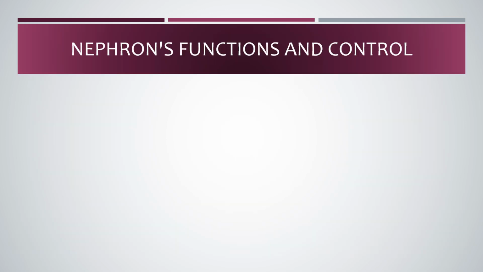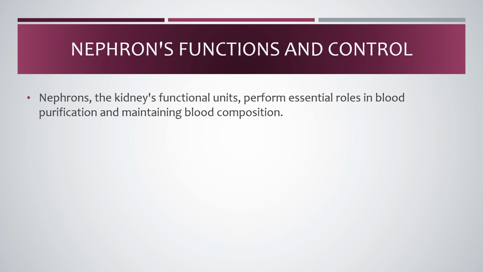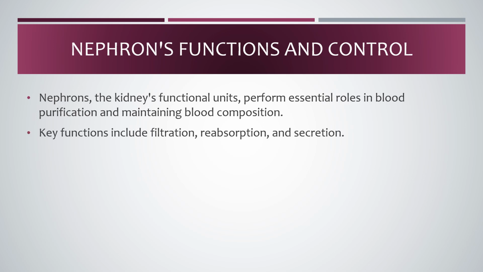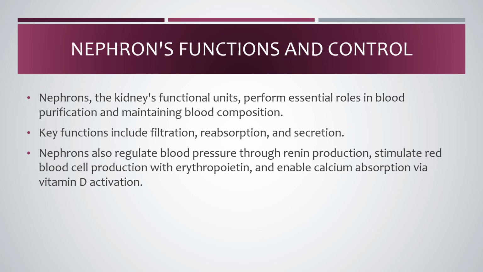Nephrons' functions and control. Nephrons serve as the operational units within the kidney, undertaking the roles of blood purification from harmful substances and maintaining a balanced blood composition in the circulation. This equilibrium is upheld through processes of filtration, reabsorption, and secretion. Nephrons also play vital roles in regulating blood pressure by producing renin, the generation of red blood cells through erythropoietin, and enabling calcium absorption via the conversion of vitamin D into its active form.